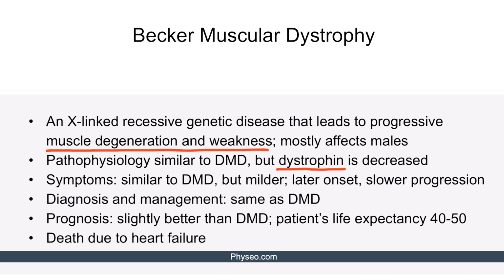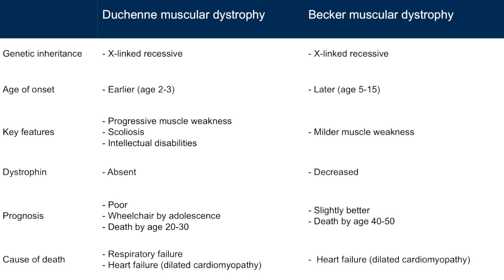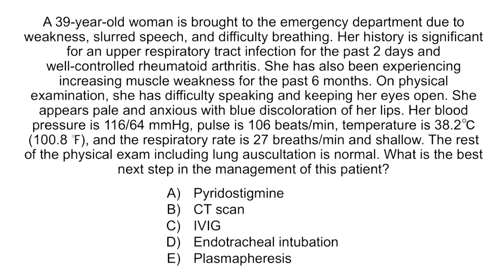The diagnosis and management are also similar to DMD. And finally, the prognosis of Becker muscular dystrophy is slightly better than DMD. The life expectancy is around 40 to 50 years of age, and patients usually die of heart failure. Here is a table that highlights the differences between Duchenne muscular dystrophy and Becker muscular dystrophy for your review. All right, let's wrap up with one final question.